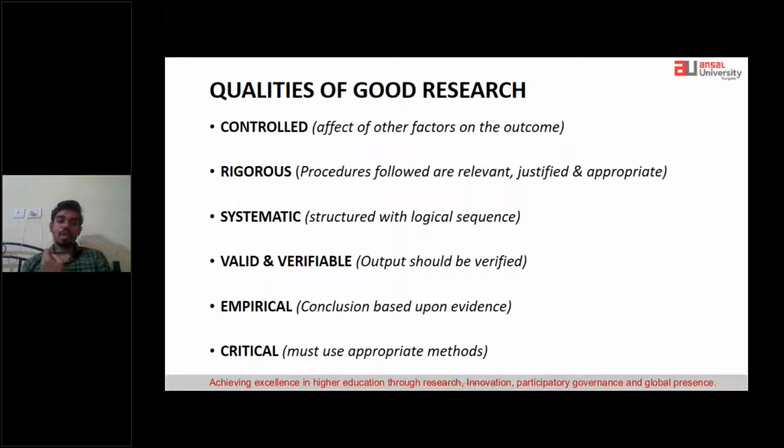And it should be systematic. It should not be haphazard. It should have a basic concept. It should have a flow chart. It should have a stepwise procedure which is uniform throughout your research and cannot be changed.